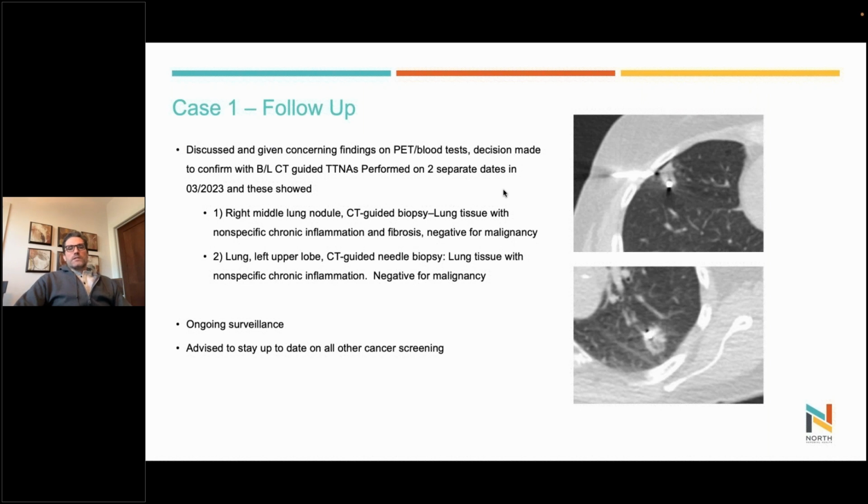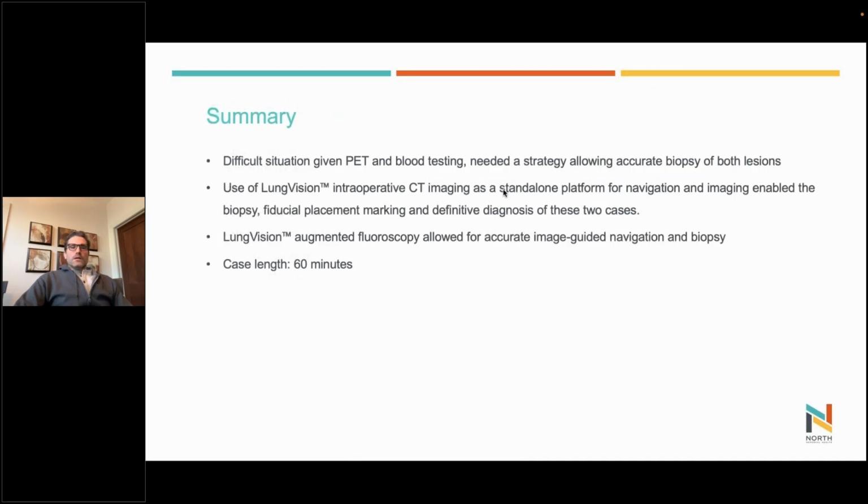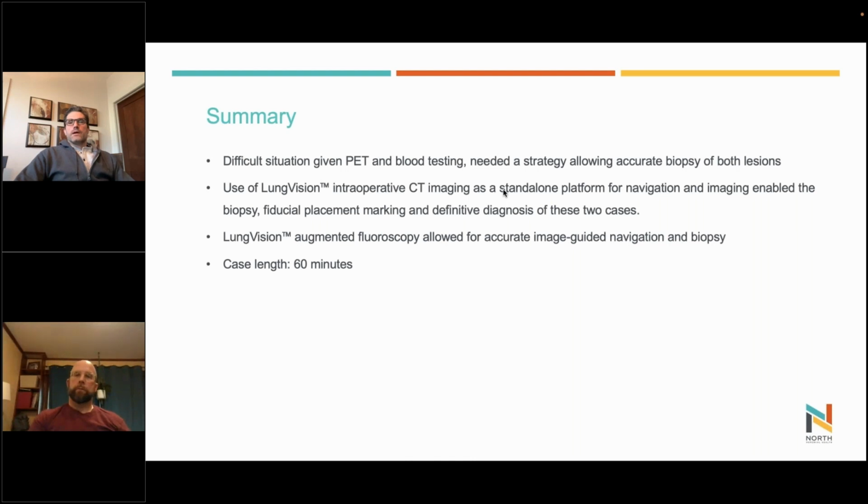She has ongoing surveillance. She has no symptoms, and with the blood testing, we've advised her to stay up to date on all of her other cancer screening. So in brief summary, it was a difficult situation given the PET scan and the blood testing. The use of the lung vision allowed us to do both nodules at the same time, get a full staging, get fiducials placed, and the case length took less than 60 minutes.